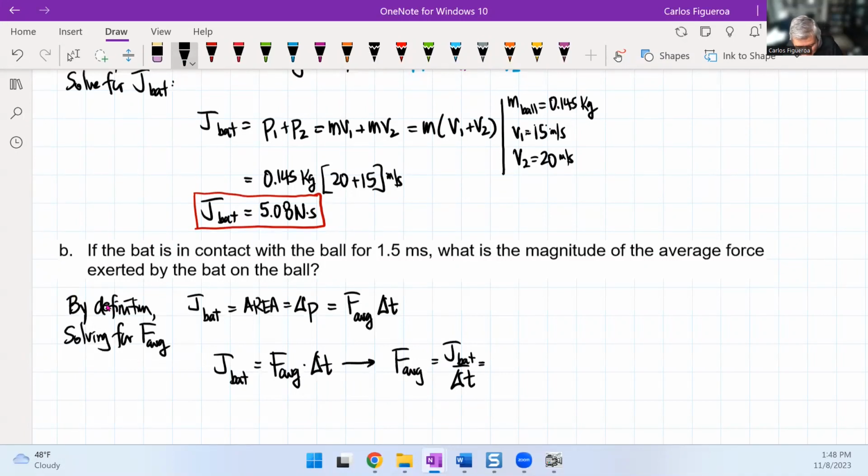So then if I plug in my values, I'm going to get 5.08 Newton seconds divided by 1.5 times 10 to the minus 3 seconds. And the numerical value that I get here is then 3,400 newtons for the average force.